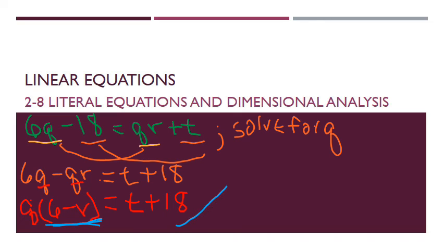Now I want to divide both sides of this equation by this entire expression, 6 minus R. And so once I do, I'm going to have Q equals T plus 18 over 6 minus R. There we go. A little bit more complicated. You're going to have to use your thinking cap. But here we go, we have solved this for Q.